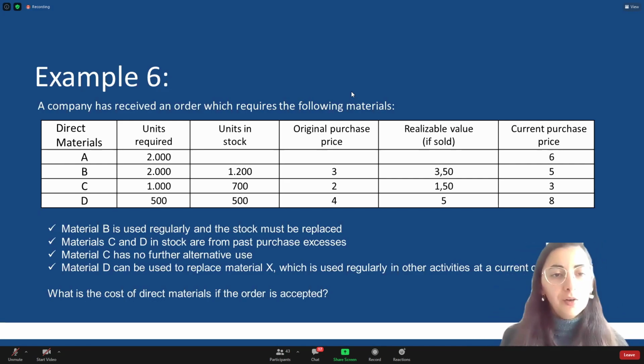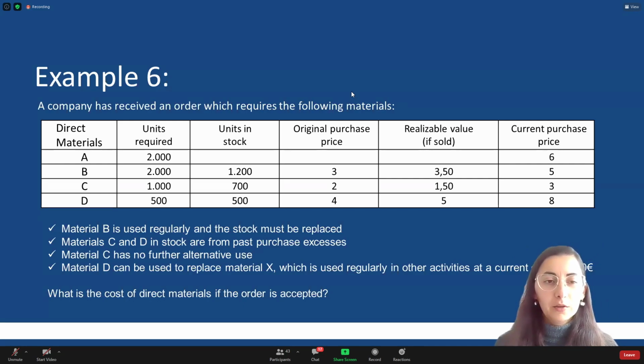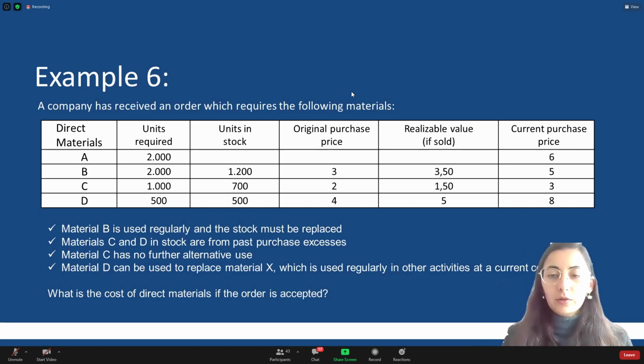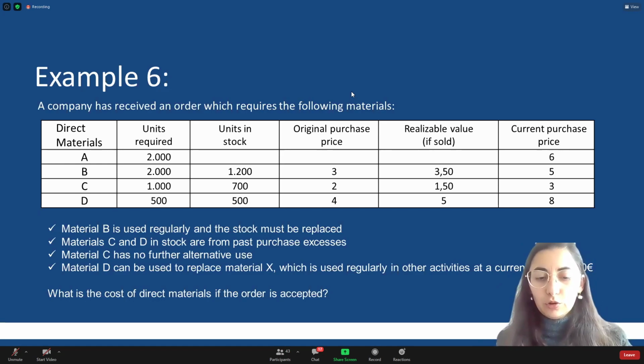So for material A, we require 2,000 units. We do not have it in stock, so the cost with material A will be the 2,000 units times what we have to purchase, so the purchasing price. I will write here on the chat, which is easier. So for material A, we require 2,000 units, and it is at 6 euros per unit.